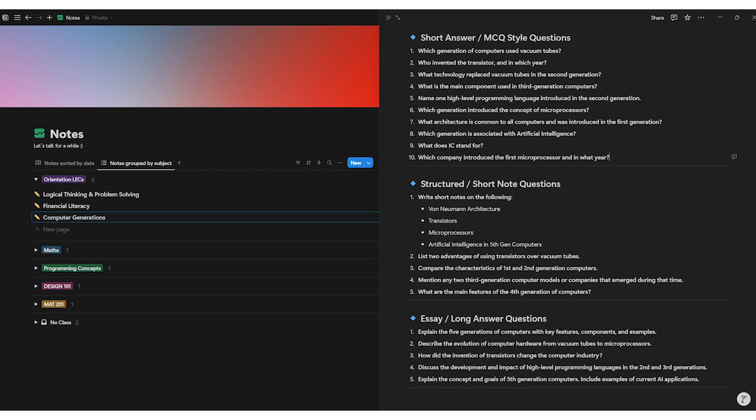Fortran and COBOL were introduced in second generation, which are very early versions of high-level programming languages. Let's move on to the sixth question. Which generation introduced the concept of microprocessors?